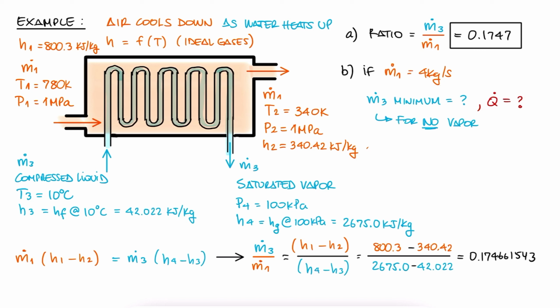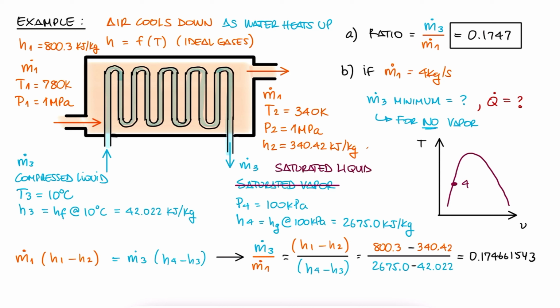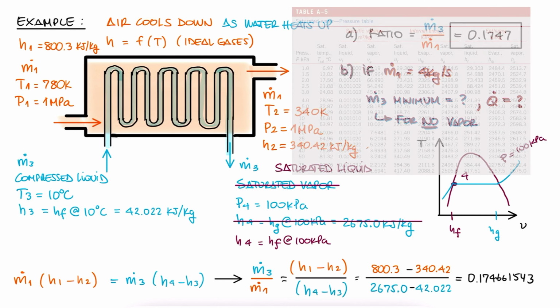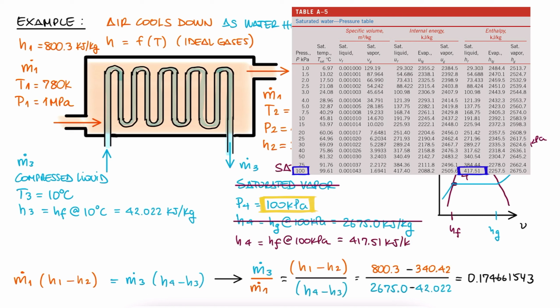Alright, so now for the second part of the question. If we want the water at the exit to not have any vapor in it, it means that state 4 needs to be here at a saturated liquid state. The values for H1 and H2 have not changed because that's the air, and even H3 hasn't changed either because that's our water at 10 degrees Celsius. The only difference here is that H4 is no longer the enthalpy for saturated vapor Hg, but the enthalpy for a saturated liquid, which is the limit for no vapor at all at 100 kilopascals. We get this from the saturated mixture tables.